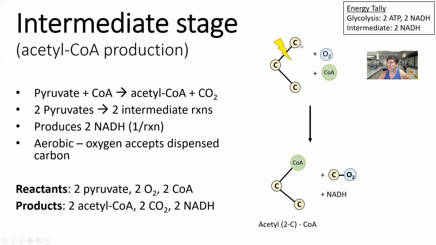It also releases a carbon. This attaches to oxygen, which gives us carbon dioxide. And then we use this coenzyme to attach to our resultant 2-carbon molecule to generate acetyl-CoA. So in this picture here, you are looking at what happens to 1 pyruvate. With every 1 pyruvate, you're going to get 1 carbon dioxide and 1 NADH.